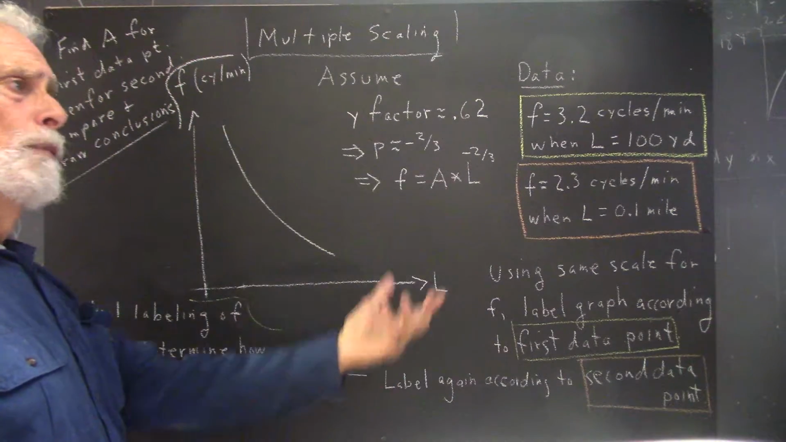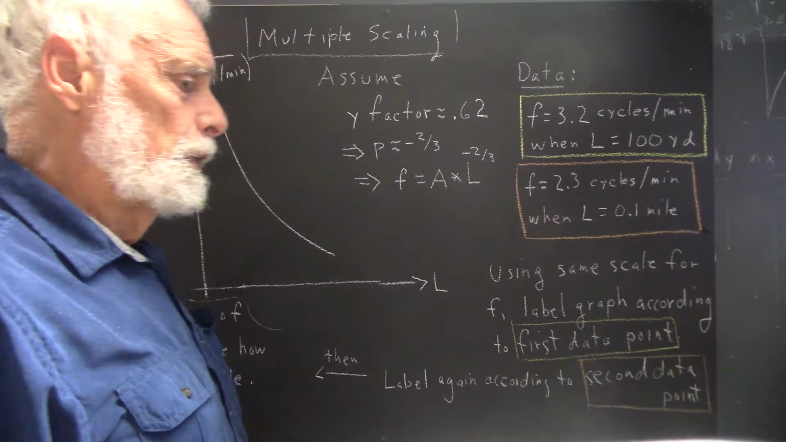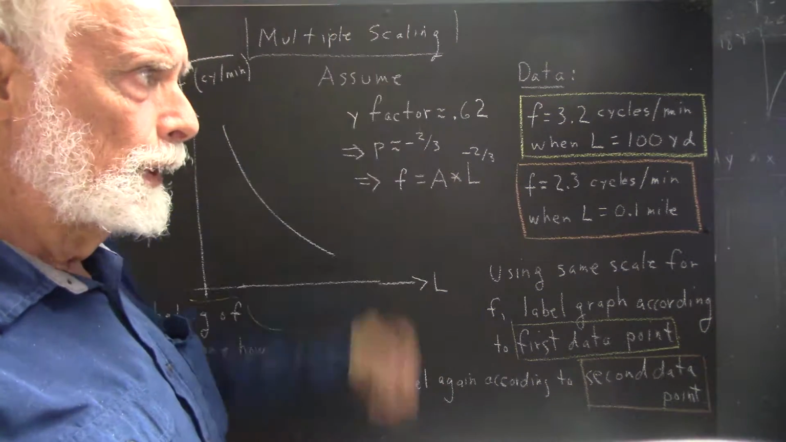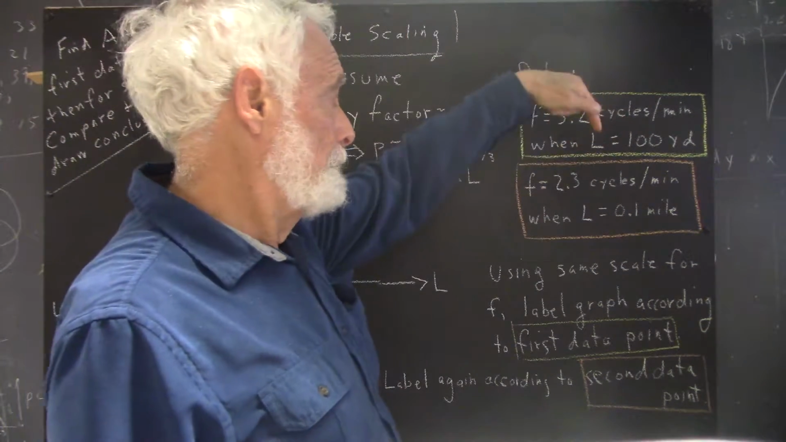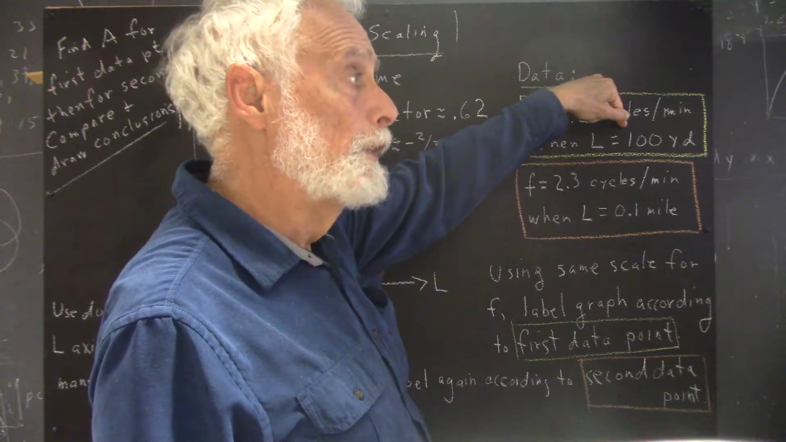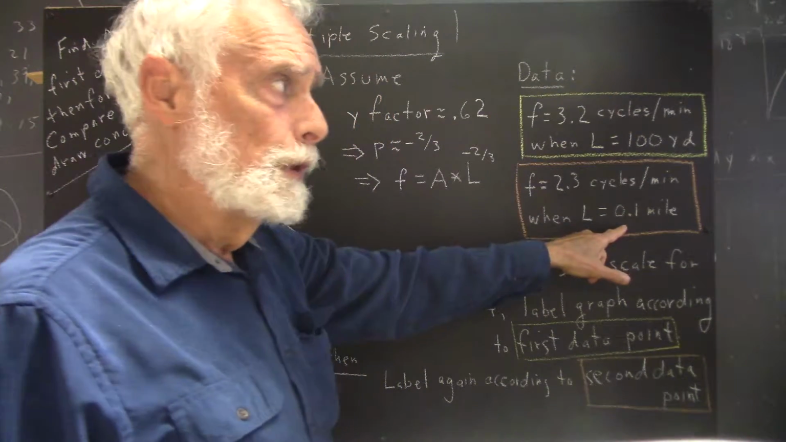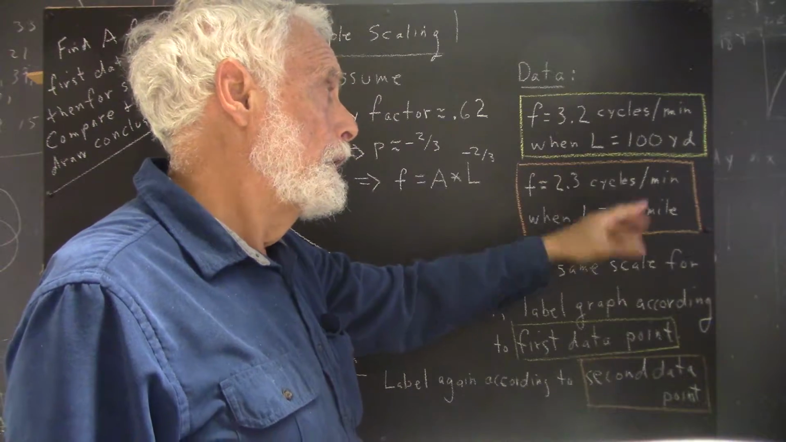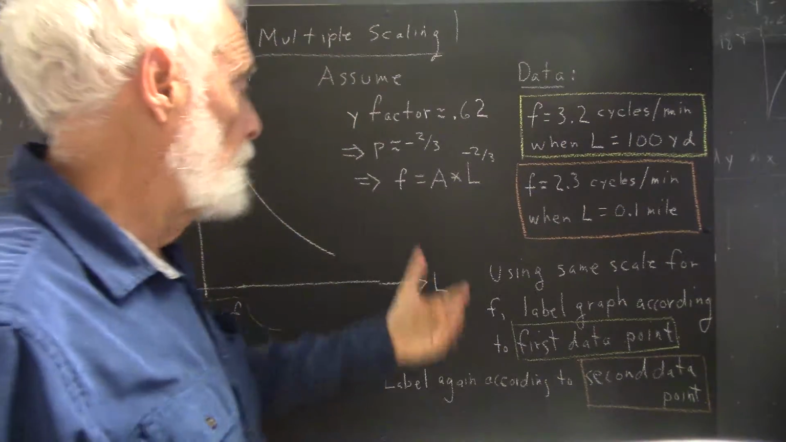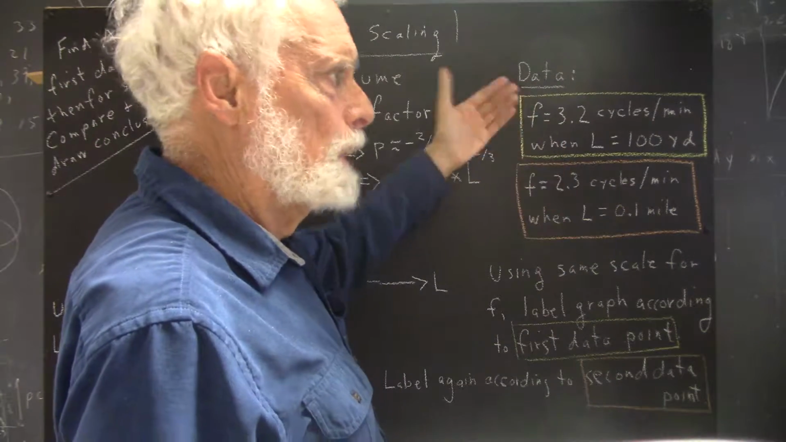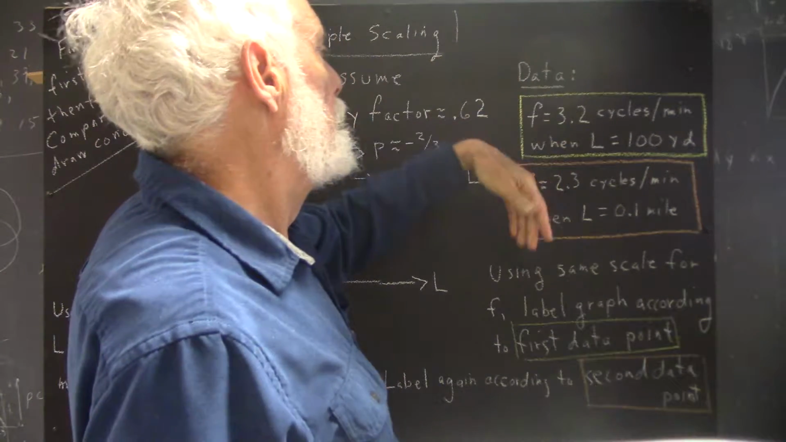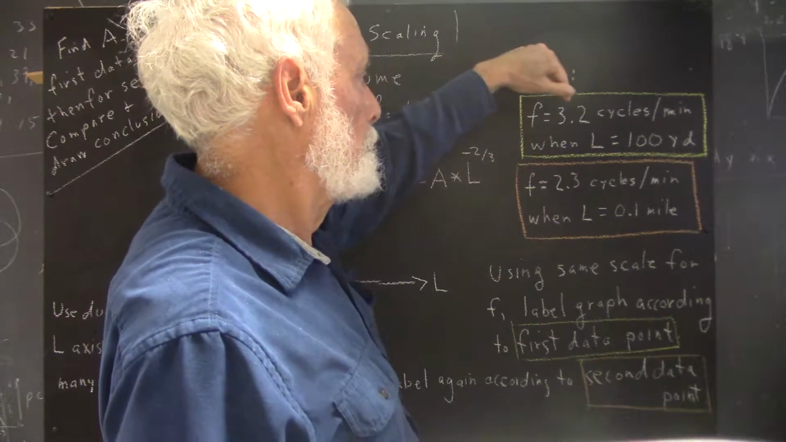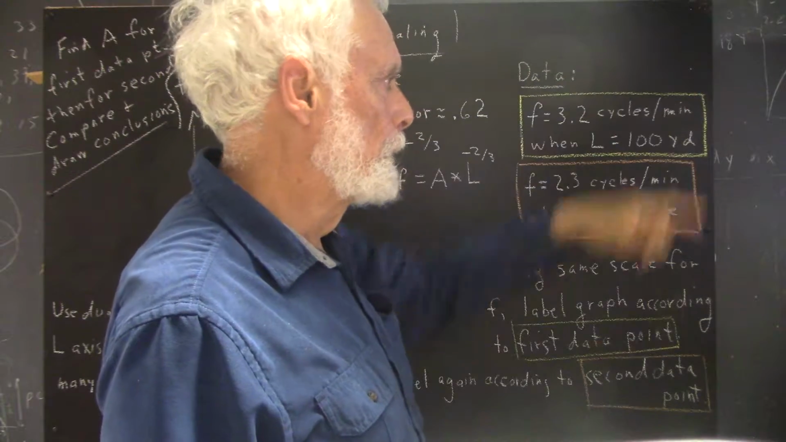So we're going to use a much longer pendulum. We go out and find a couple of really tall towers. One of them happens to be tall enough that we can make a 100-yard pendulum, and another one's really tall. We can make a pendulum 1/10 of a mile long. Okay, so we take observations. We do a count, and we determine that the frequency here is 3.2 cycles per minute.